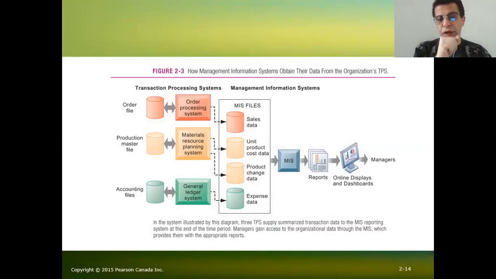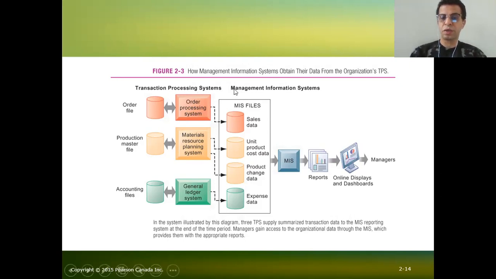Now, how does the management information system obtain its data from the organization? The TPS basically has databases, so they have the order file, the production master file, and say the accounting file. So when order processing is happening within the TPS, and this order processing has the material resource planning system for it to produce, and goes to the general ledger, they're all generated.